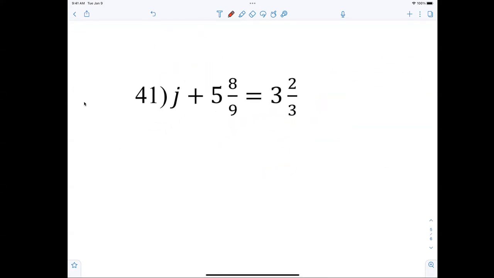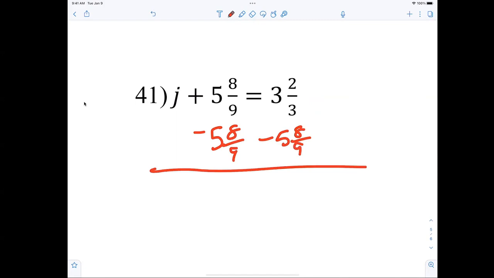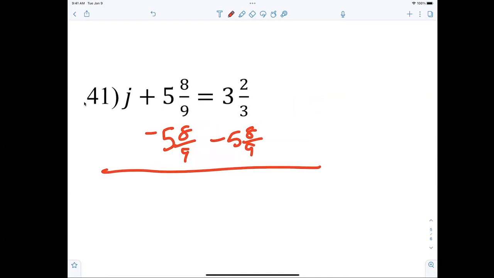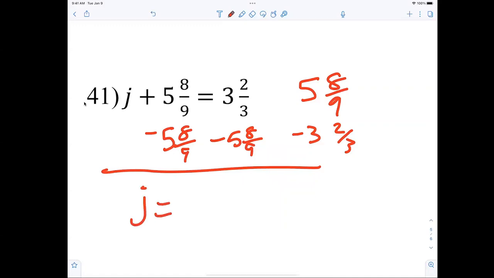All right, 41. Let's go. Yes, minus 5 8/9. Minus 5 8/9. Adding or subtracting? Subtracting. Which number goes on top? Yeah, 5 8/9 goes on top. Minus 3 2/3. But is my answer going to be positive or negative? Negative. So I want everybody to write J equals negative, so I don't forget. Common denominator. So the 2/3 becomes... good. Now subtract. What do I get? Negative 2. You are amazing. Thank you for that. That was how I want it.